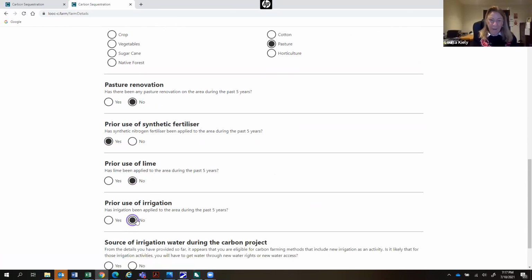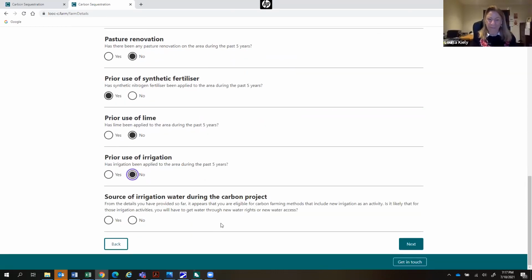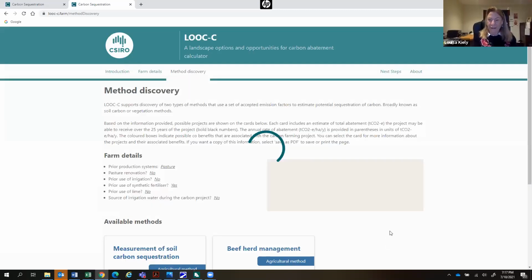And we're not going to apply irrigation. Okay. And so it appears that you're eligible for carbon farming methods that include new irrigation, but we're not going to do that. So we'll answer no there. And then we go to the next.